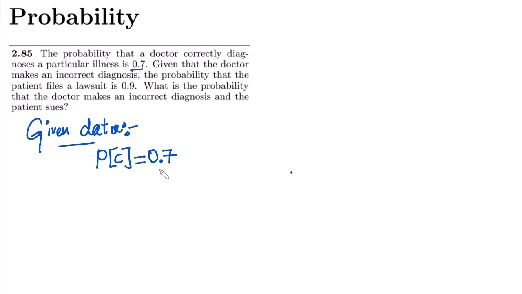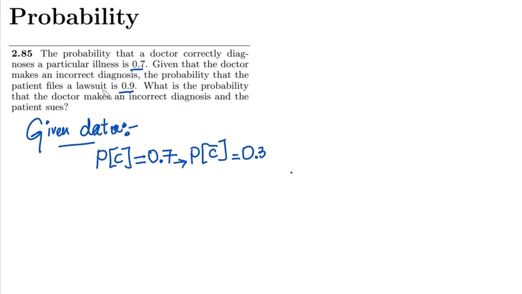And how can we find it out? We can subtract this P of C from 1. So let me find the probability of incorrect diagnosis. 1 minus 0.7 is 0.3. Okay, so this is the probability of the incorrect diagnosis. Given that the doctor makes an incorrect diagnosis, the probability that the patient files a lawsuit is 0.9.